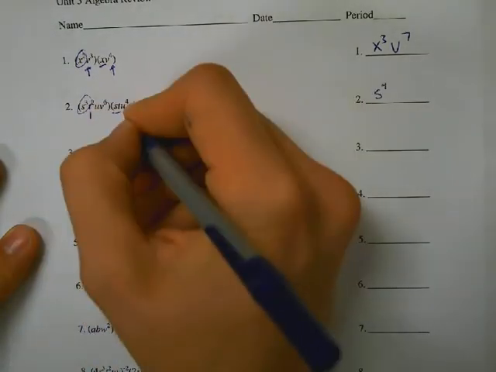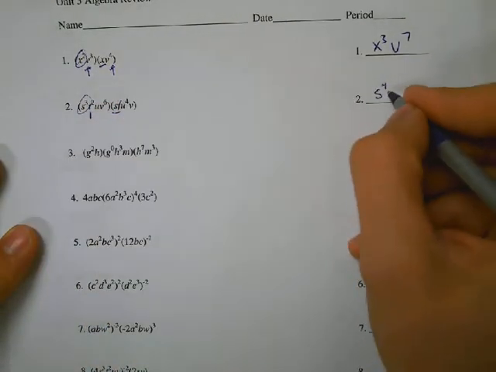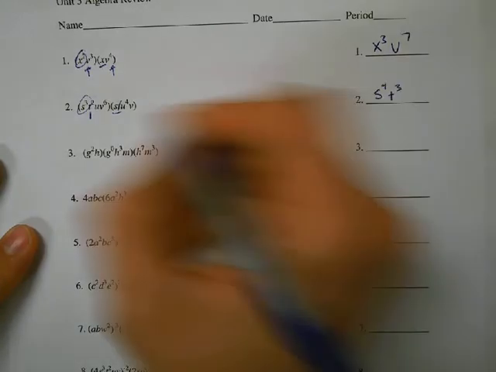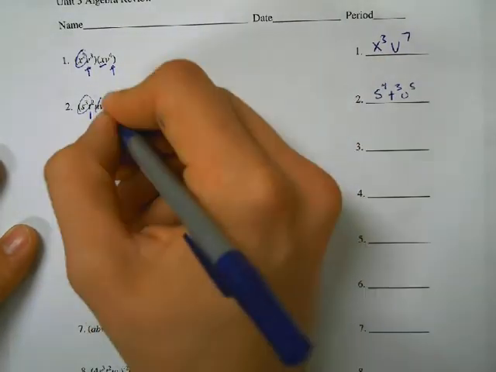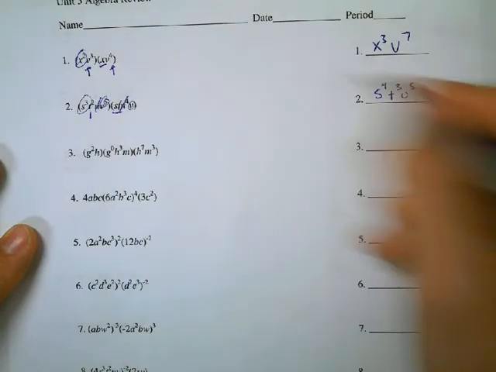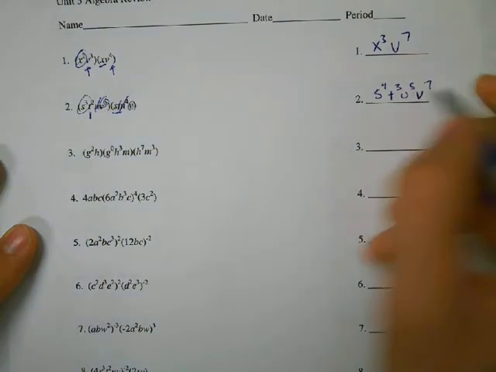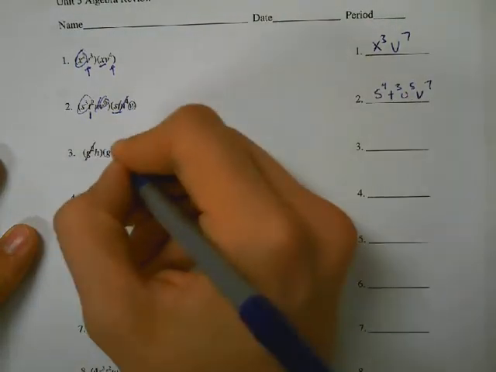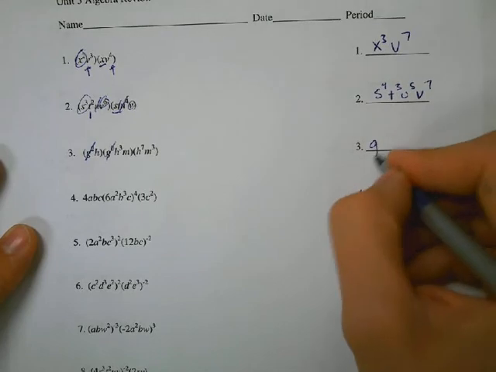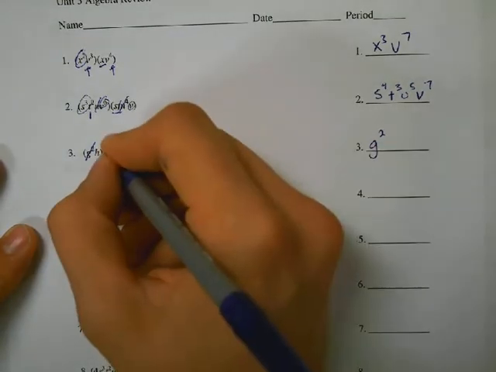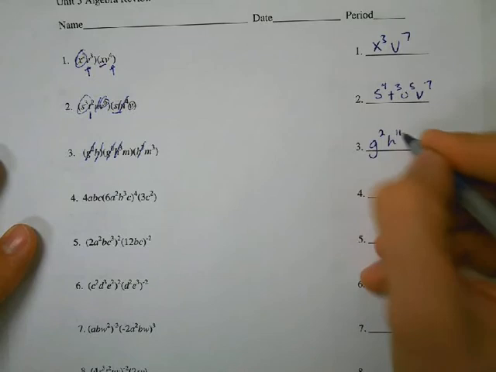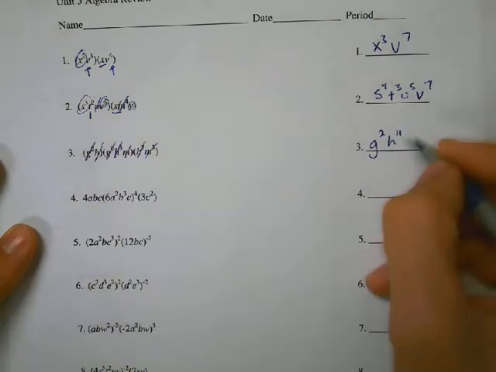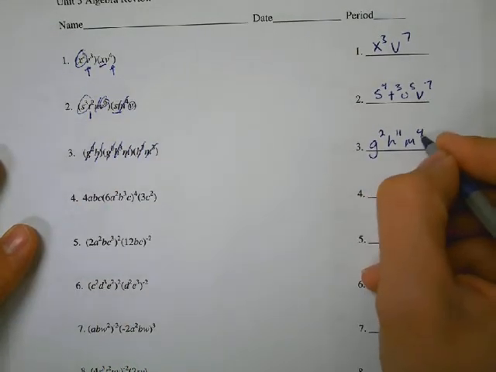2 t's, 1 more, total of 3 being multiplied together. I've got a u, 4 more, so a total of 5 u's being multiplied here. 6 v's, 1 more, so a total of 7. Next one, 2 g's, no g's there, so a total of 2. I've got an h, 3 more is 4, 7 more is 11. And then I've got an m and 3 more, so 4 m's.